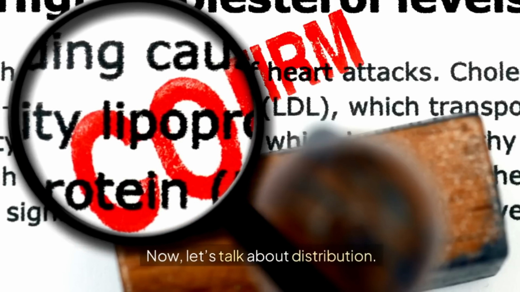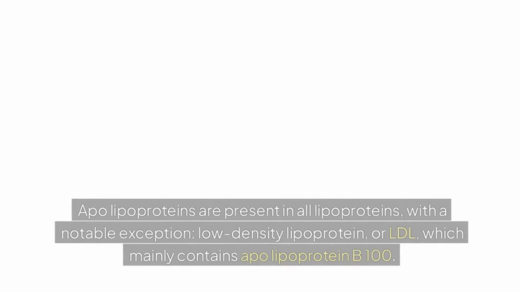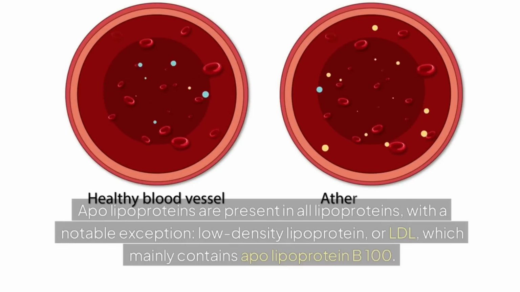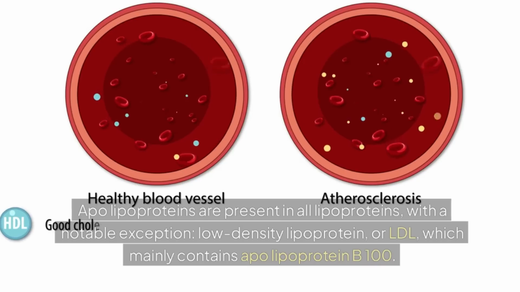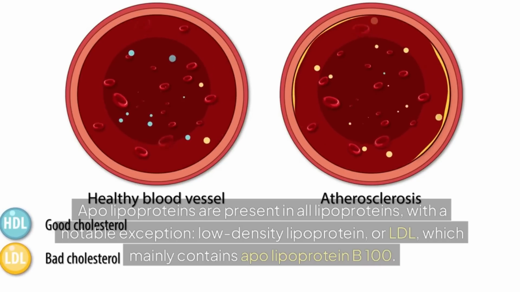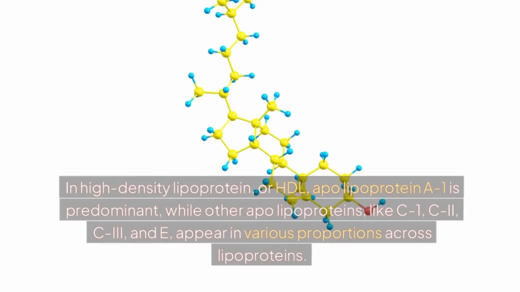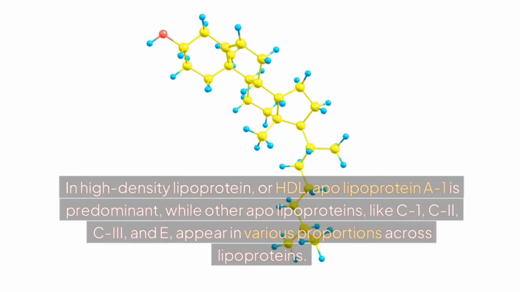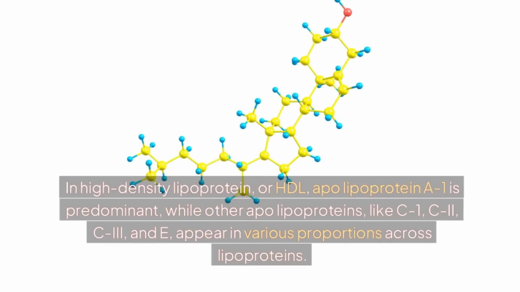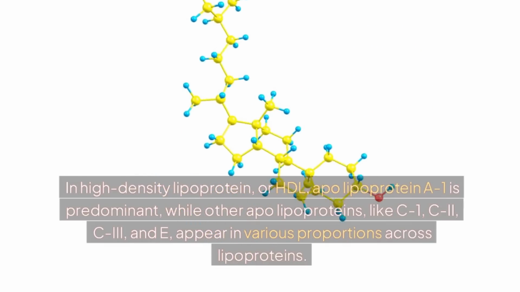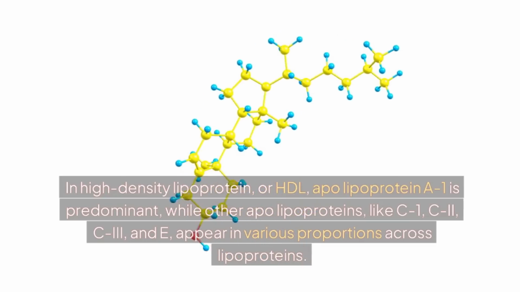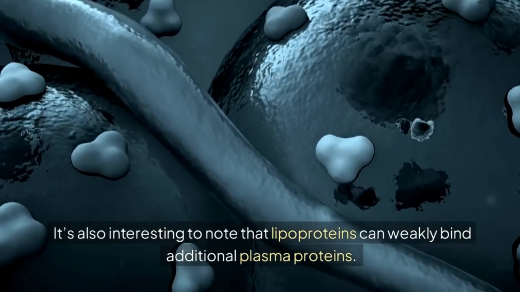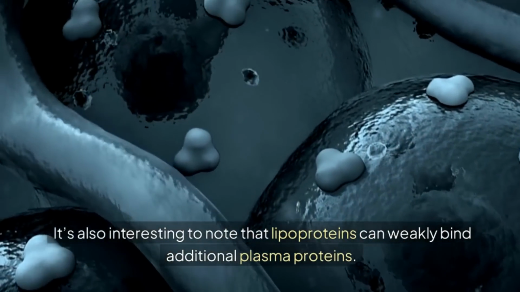Now, let's talk about distribution. Apolipoproteins are present in all lipoproteins, with a notable exception, low-density lipoprotein, or LDL, which mainly contains Apolipoprotein B100. In high-density lipoprotein, or HDL, Apolipoprotein A1 is predominant, while other apolipoproteins, like C1, C2, C3, and E, appear in various proportions across lipoproteins. It's also interesting to note that lipoproteins can weakly bind additional plasma proteins.